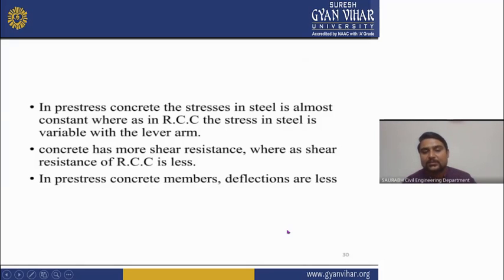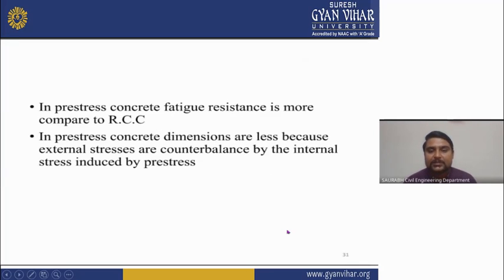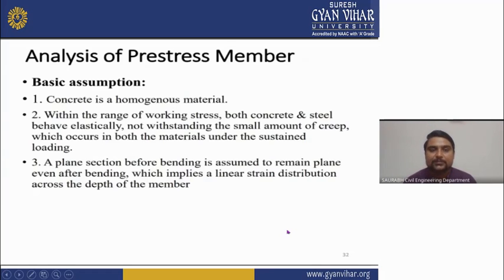In pre-stressing, concrete member deflection is less. In pre-stressed concrete, fatigue resistance is more compared to RCC. In pre-stressed concrete, dimensions are less because external stresses are counterbalanced by the stresses induced by the pre-stress.